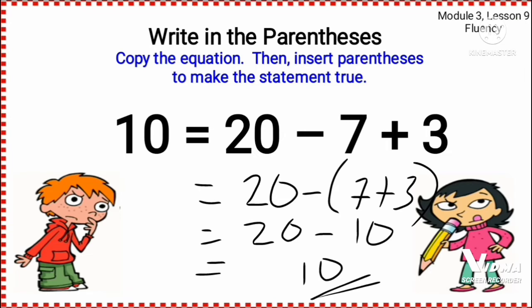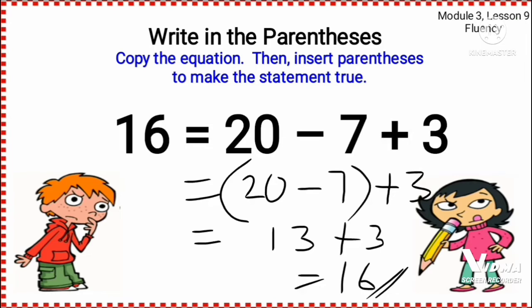We've gotten our answer. Here's another one. Insert the parentheses and make the statement true. 20 minus 7 plus 3 equals 16.